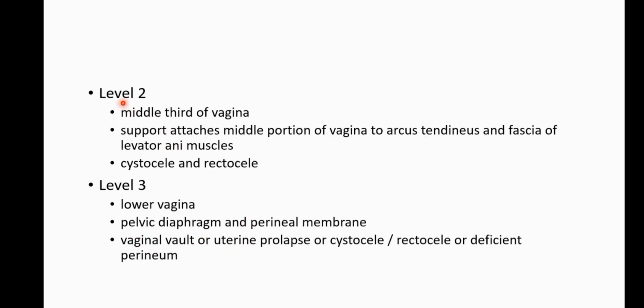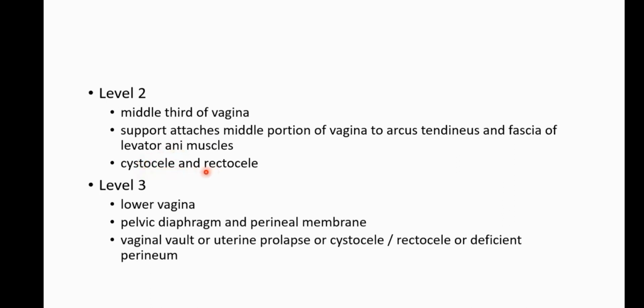Now, what is the level 2 support? It is actually the support of the middle third of the vagina. It supports the middle portion of the vagina to the arcus tendineus and fascia of the levator ani muscles, and if it is affected, then it is going to cause the descent of the bladder and descent of the rectum.